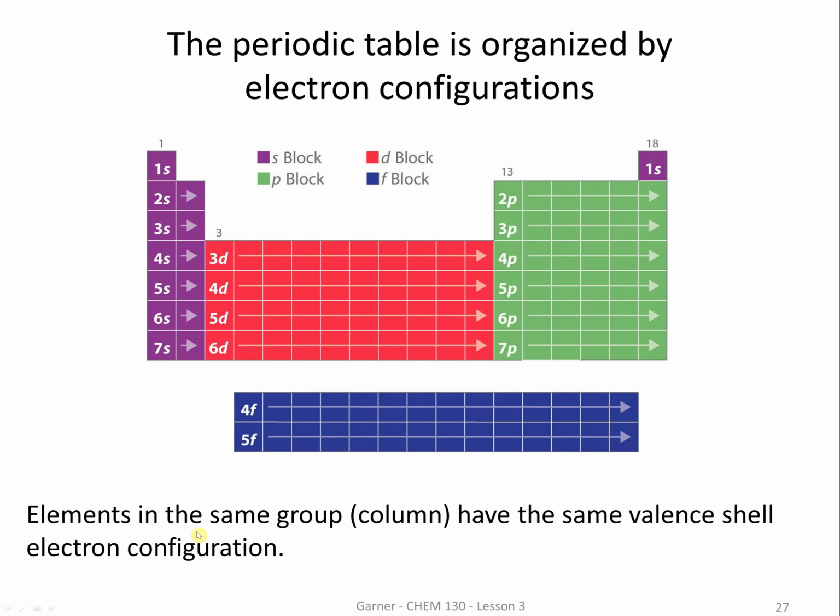I also want to point out that if you have 2 elements in the same group, or the same column, they're going to have the same valence shell electron configuration. For example, carbon would be here. If I had carbon versus silicon, both would end up having 4 valence electrons. So everything in the same column would have 4 valence electrons. Everything in the next column would have 5 valence electrons, and so on.